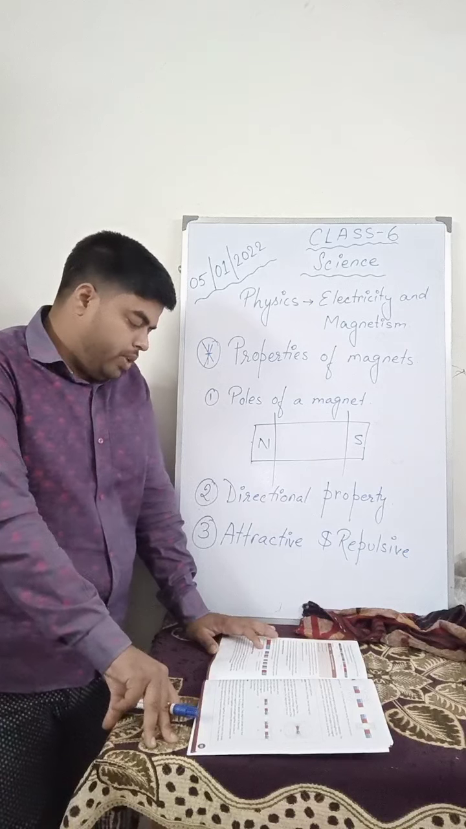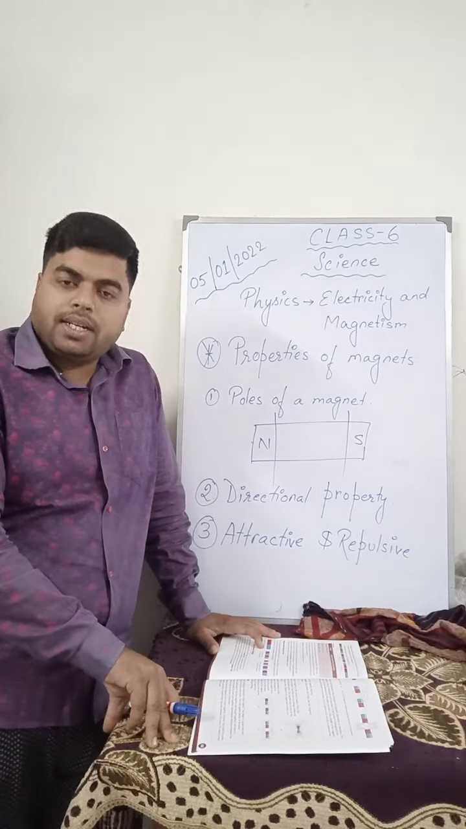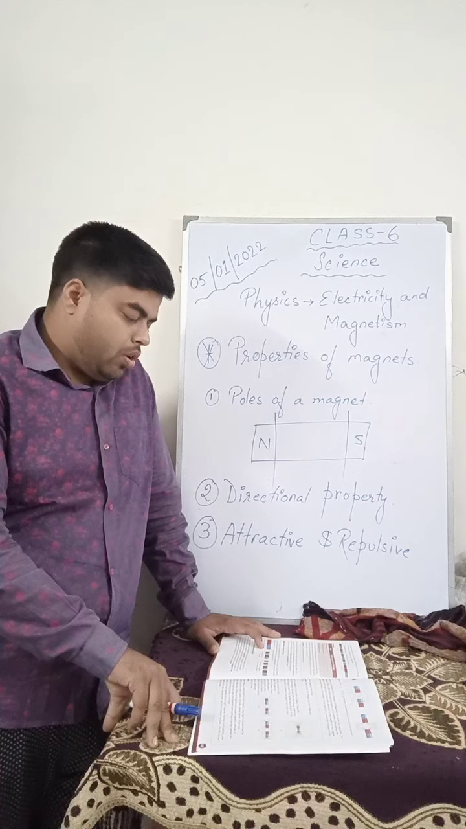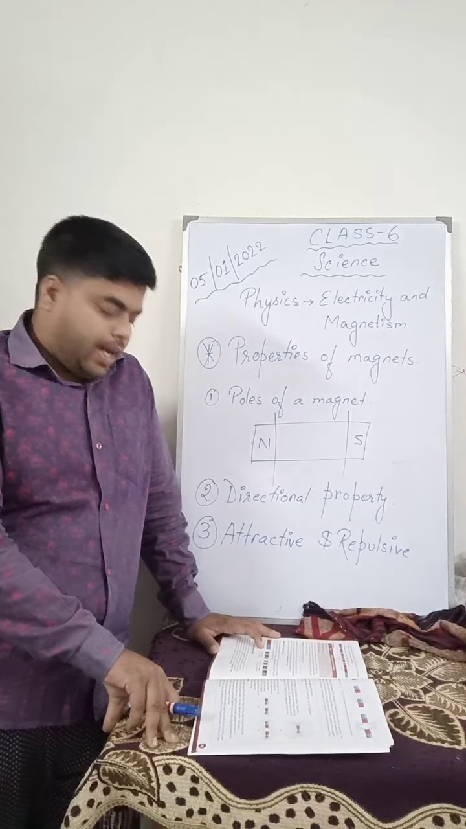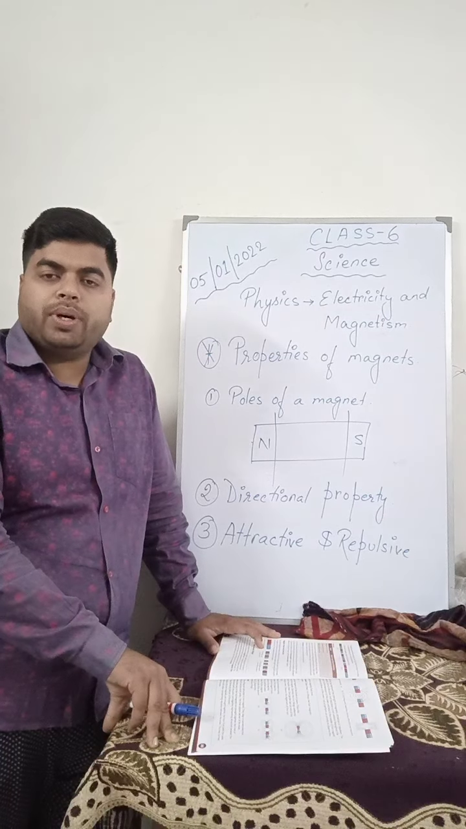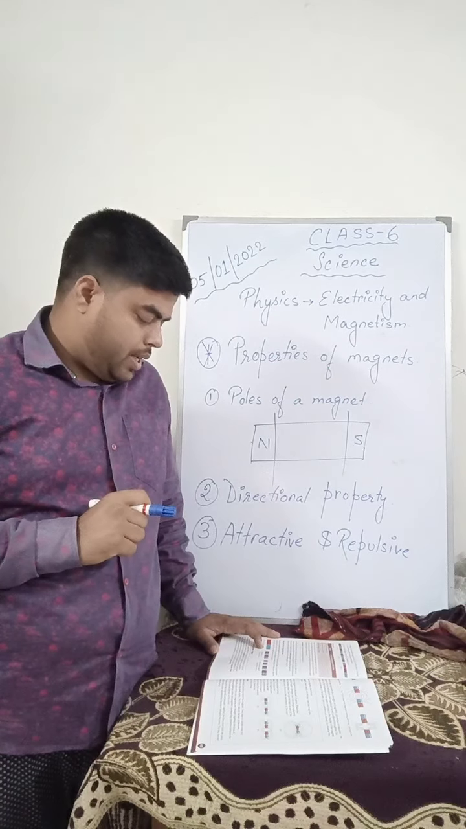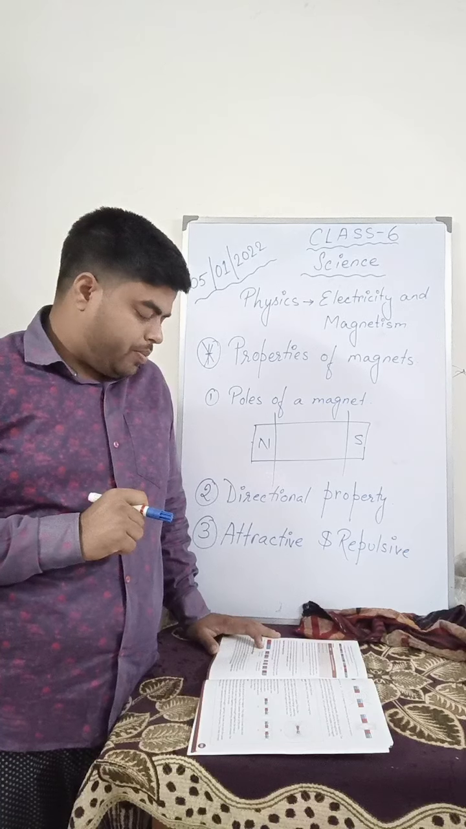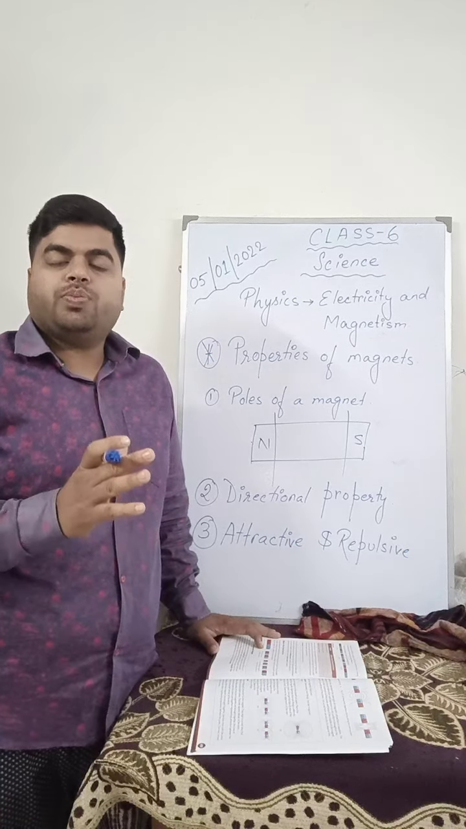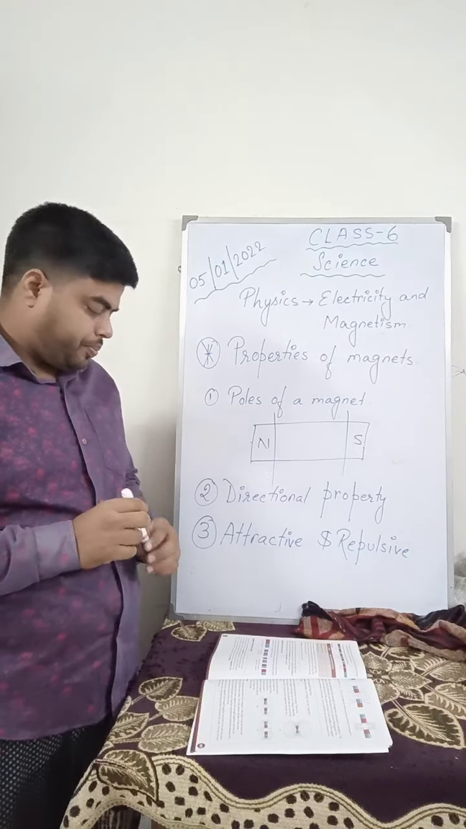From activity 4, we learn that unlike poles, that is north and south, always attract each other, and like poles, that is north and north, south and south, always repel each other. The attraction between unlike poles of a magnet is called the attractive property. So this property of attraction is known as attractive property, and the repulsion between the like poles of a magnet is called the repulsive property of a magnet. That means in this property the magnets will move away from each other.